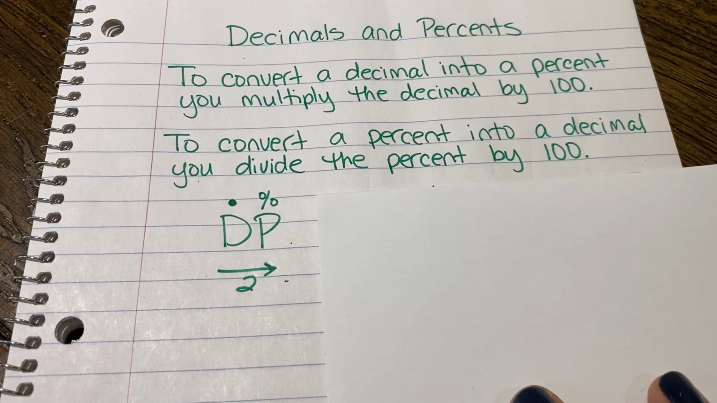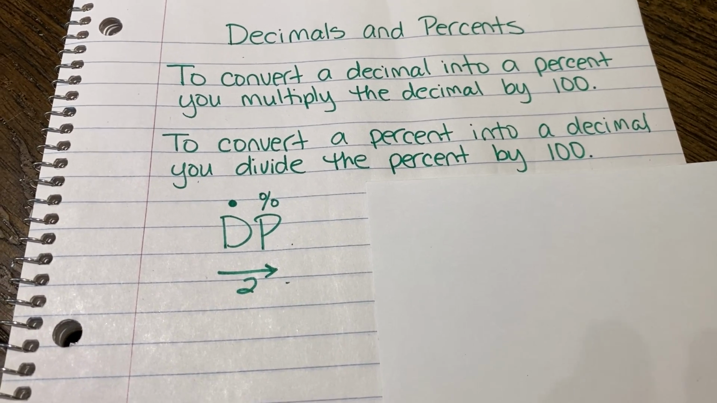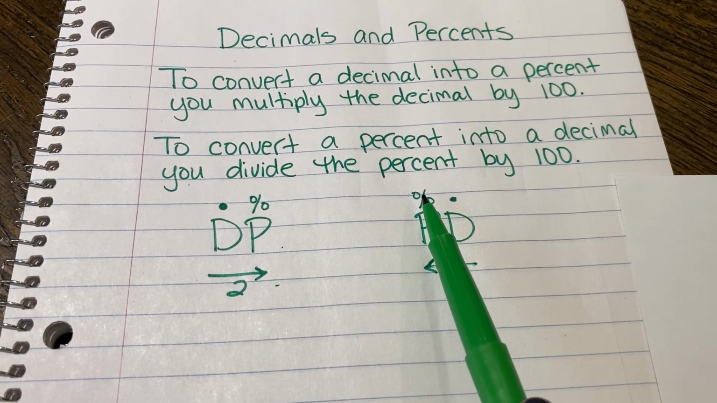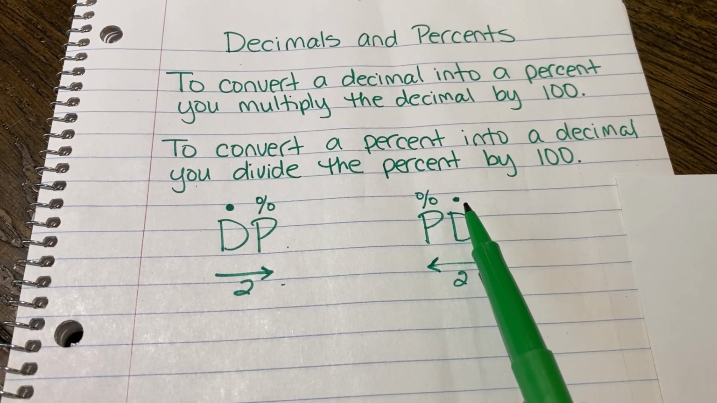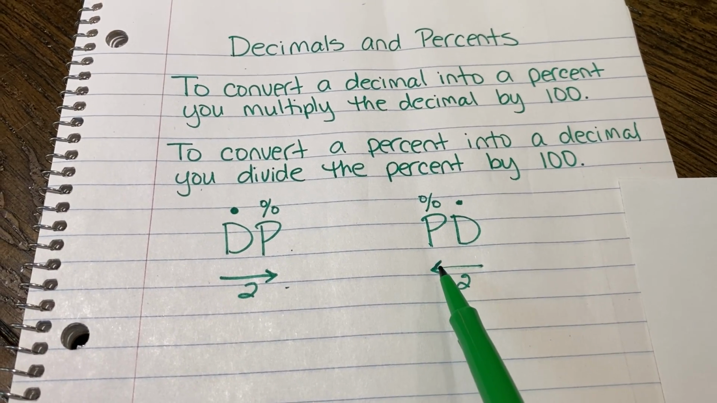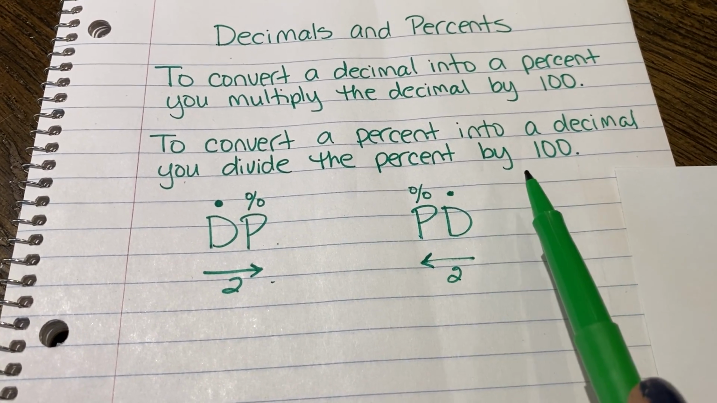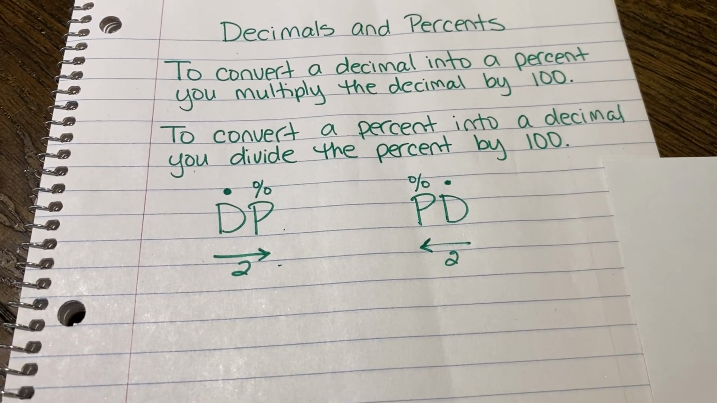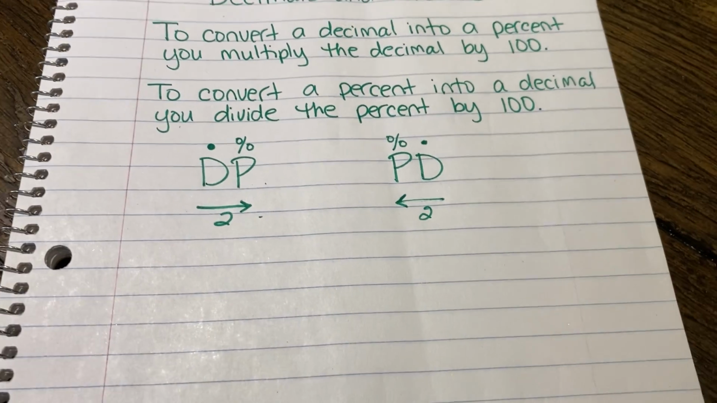All right, and then we've got the opposite, which is a percent into a decimal, so PD. PD is changing a percent into a decimal, and that's the opposite. You're going to move the decimal 2 times to the left, or you could divide by 100. But it's a lot easier and quicker to simply move the decimal 2 times to the right or 2 times to the left. All right, so let's do some examples.